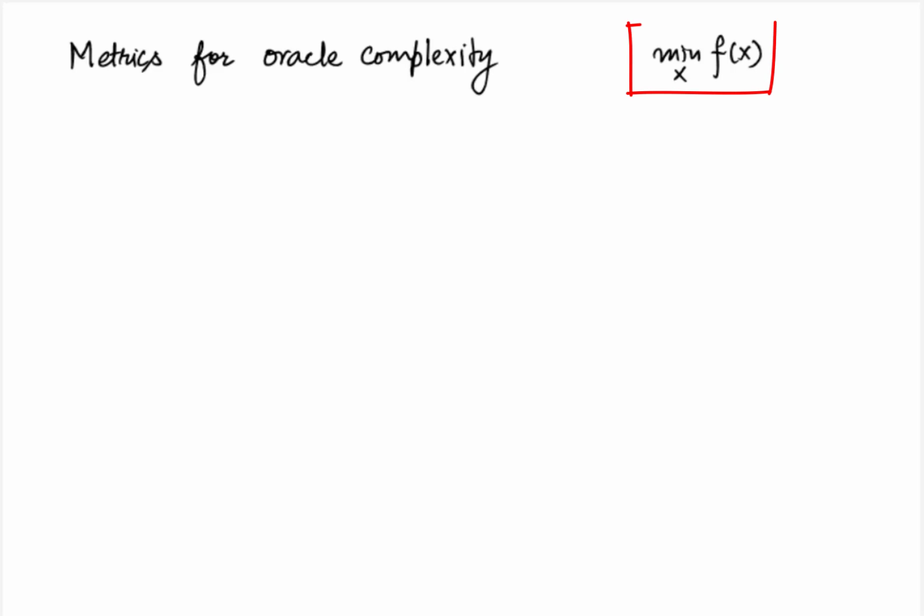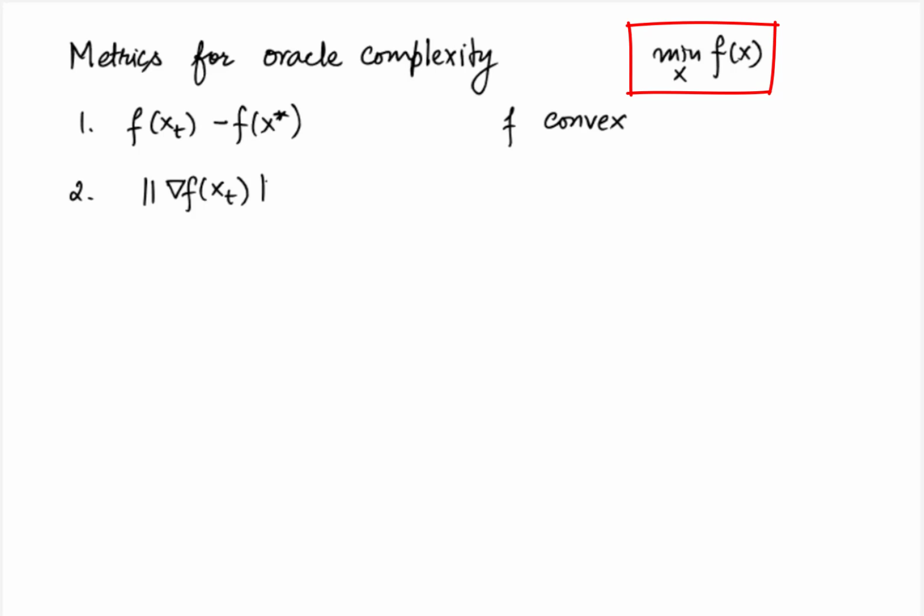The oracle complexity is usually specified as a value of t for which a certain quantity is below epsilon. The quantity or the metric depends on the problem. So far we have seen two metrics: the optimality gap given by f(x) minus f(x star), which we used for the smooth and convex case, and the gradient norm, which is used for the non-convex case.